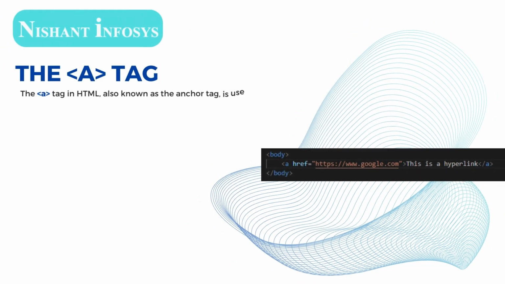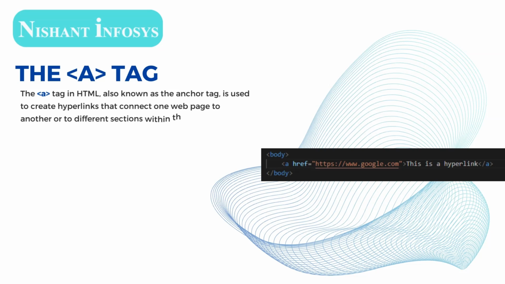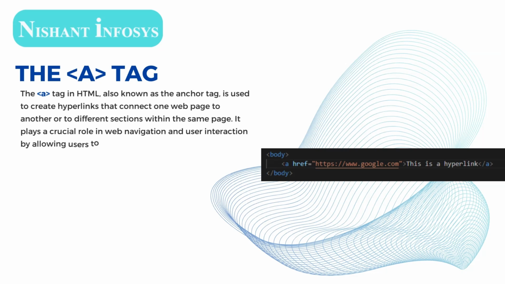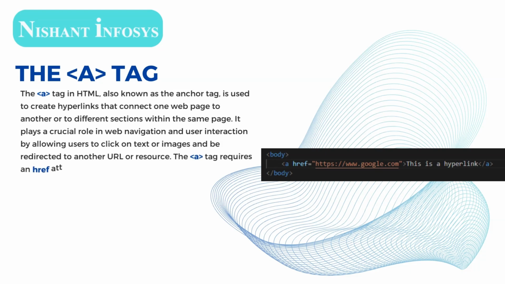The A tag in HTML, also known as the anchor tag, is used to create hyperlinks that connect one web page to another or to different sections within the same page. It plays a crucial role in web navigation and user interaction by allowing users to click on text or images and be redirected to another URL or resource.